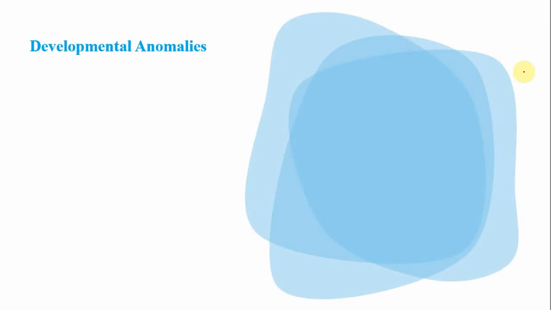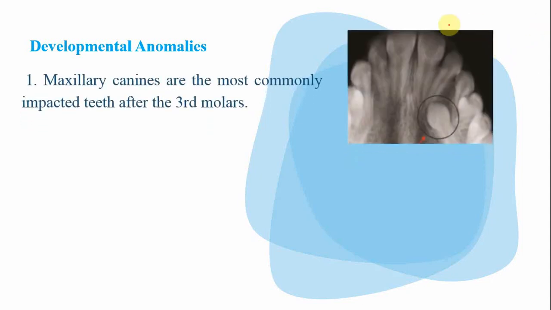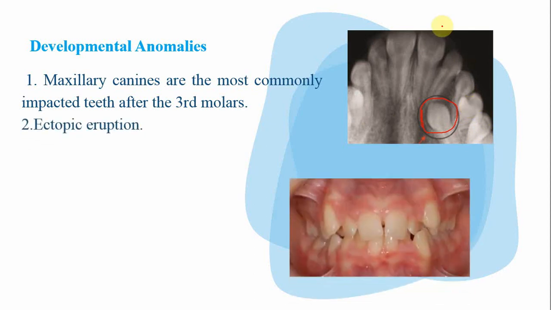Finally, we have developmental anomalies. Usually these anomalies are common for the maxillary canines. First, maxillary canines are the most commonly impacted teeth after the third molars. As is noticed in this radiograph, the maxillary left canine is impacted. Impaction is the failure of the tooth to erupt into the oral cavity beyond its eruption time. Usually there is some mechanical obstruction for the eruption of the tooth. And the fact that the maxillary canine erupts later into the oral cavity, usually after the maxillary premolars, increases the chance of impaction of this tooth.